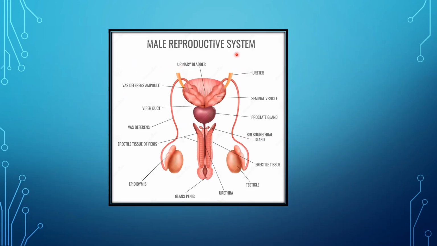So this is the male reproductive system structure where you find the bladder. You have the three different glands: the seminal vesicle, this is the prostate, and these small structures, the bulbourethral gland. And you have the other ducts, the epididymis and the vas deferens. This is the structure of the male reproductive system.